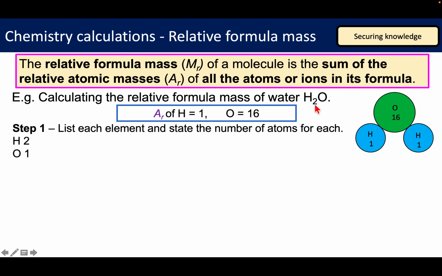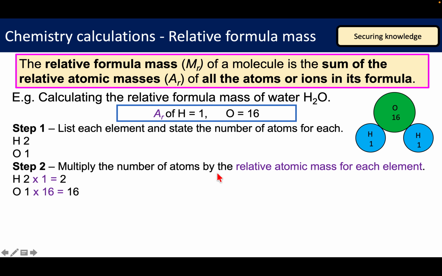So because there is a little 2 after the H, that tells me there are 2 atoms of hydrogen. There is no number after the O. That tells me there is 1 atom of oxygen. Remember, a molecular formula will not have a 1 after a symbol. If there's no number, assume there is 1 atom.